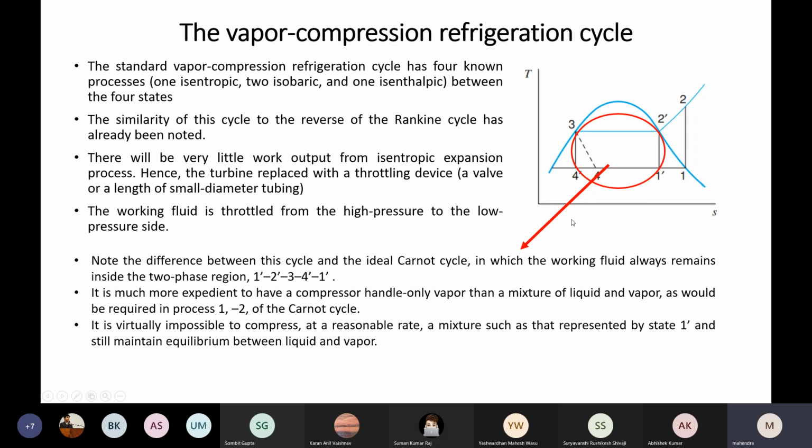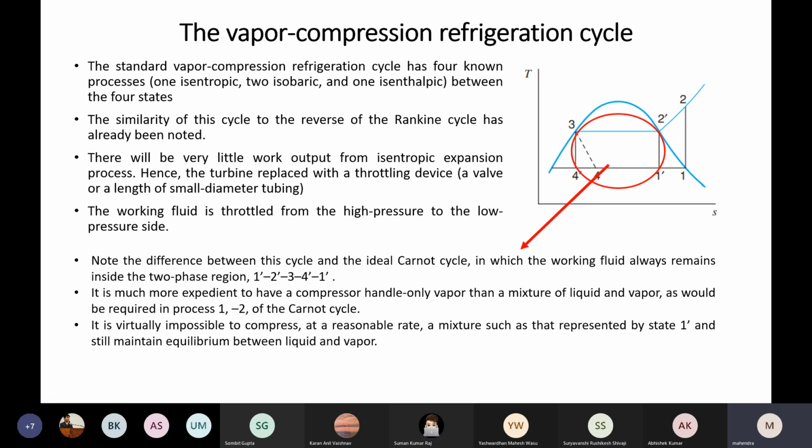Here, if you follow 3, 2 dash, 1 dash, 4, this is again coming as a Carnot cycle. So I should not come in this direction; I should go from this direction: 1 dash, 2 dash, 3, 4 dash, 1 dash. This cycle resembles the Carnot cycle. Then, what was the problem in the case of your Rankine cycle?